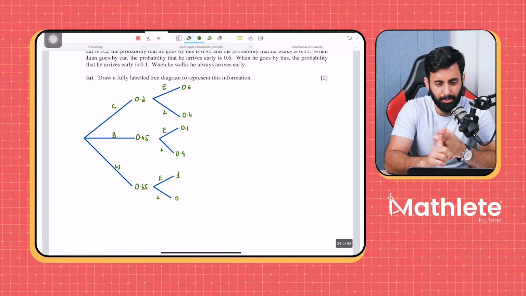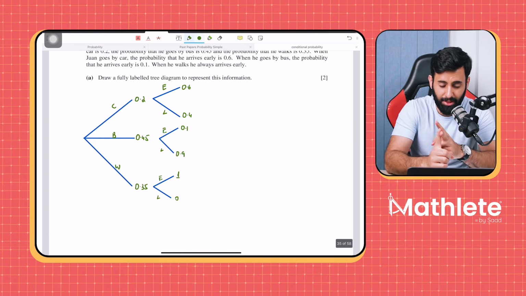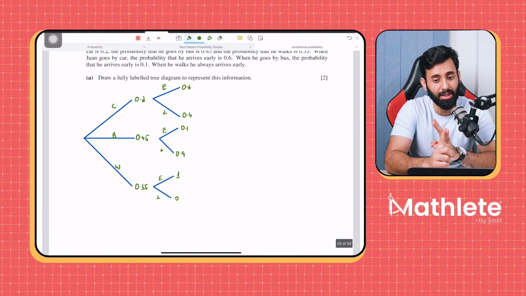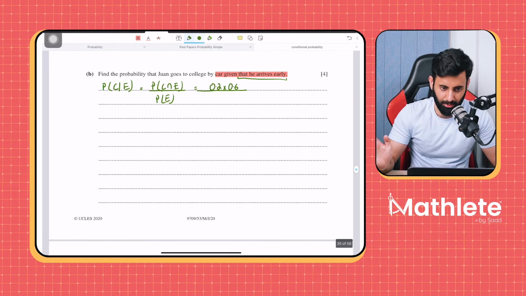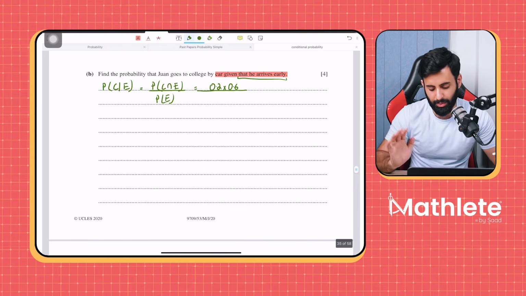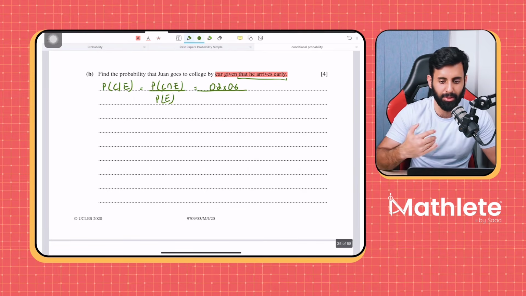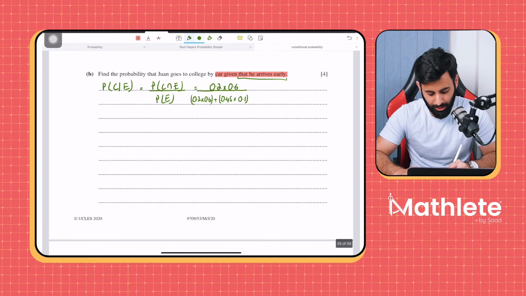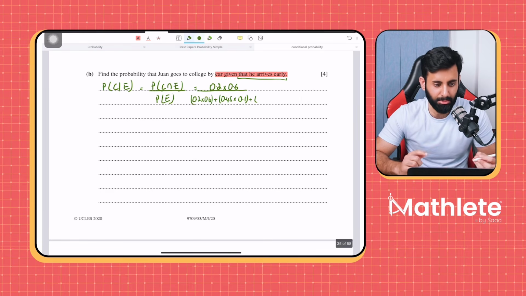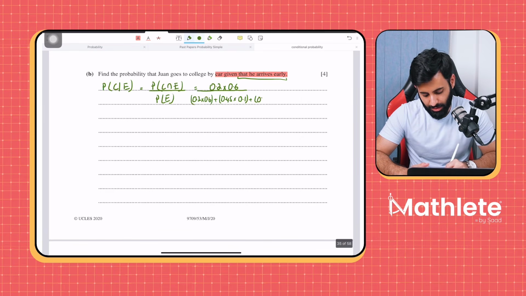That's correct. The probability that he goes by car and arrives early, the probability that he goes by bus and arrives early, the probability that he walks and arrives early. We're only concerned with the fact that he arrives early, not with how he goes to work. So 0.2 into 0.6, plus he takes the bus, the probability of which is 0.45, and then he arrives early, which is 0.1, plus the possibility that he walks and arrives early, which means 0.45 into 1. And that's it.